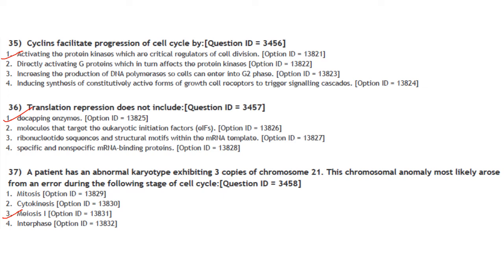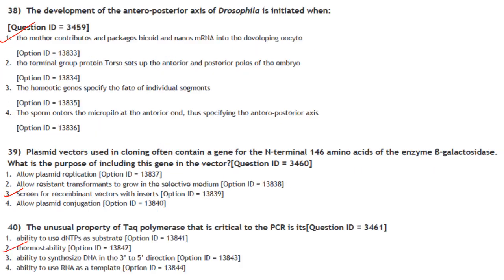Non-disjunction during meiosis 1. The next one. The development of the anterior-posterior axis of Drosophila is initiated when? So, the mother contributes and packages bicoid and nanos mRNA into the developing oocyte. That is correct. The anterior-posterior axis of Drosophila is initiated then. Answer is 1. Then next one.